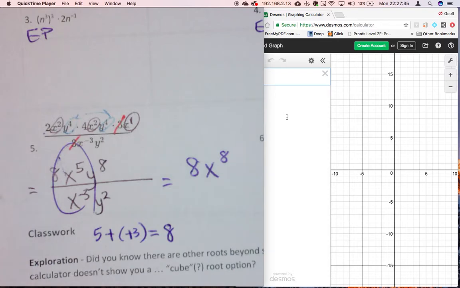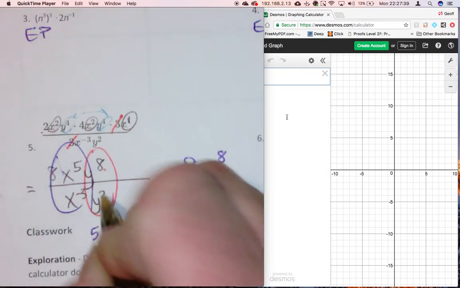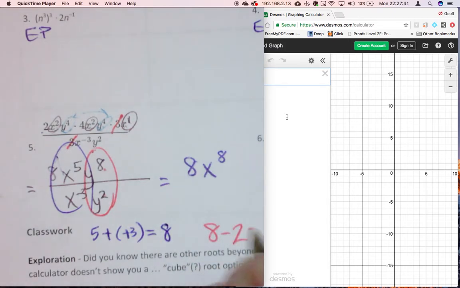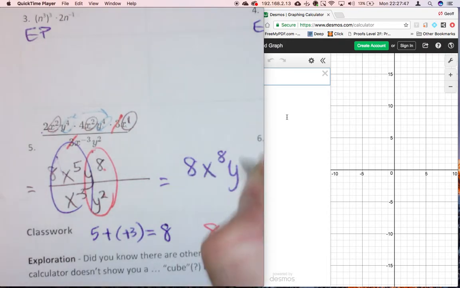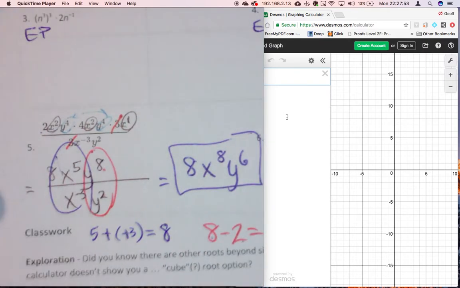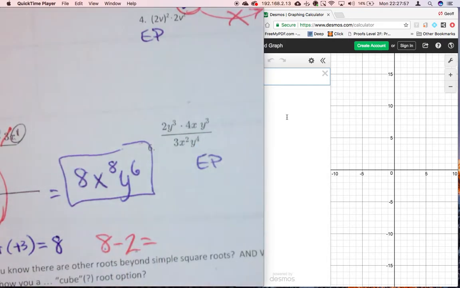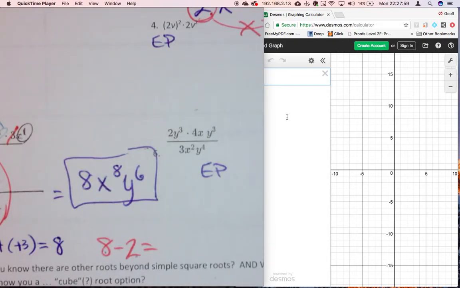Last of all, since there's y to the 8th and y squared, the 8 and the 2 follow the pattern. They subtract, and so we're left with 8 minus 2. That becomes the exponent, y to the 6th. This is a simplified answer for number 5. Please give number 6 a try. That's called number 6 extra practice. And that will be the entry task for lesson 18, day 1.